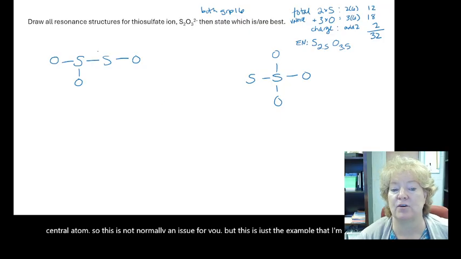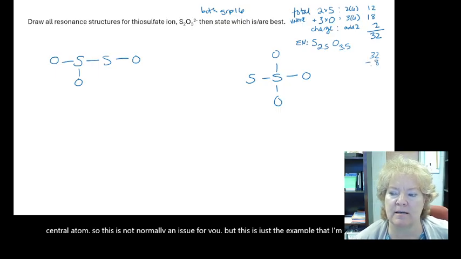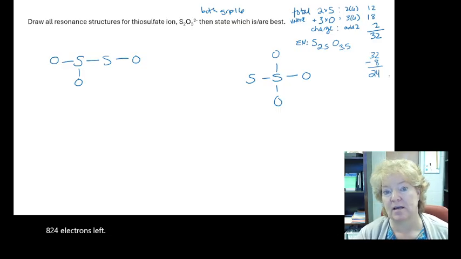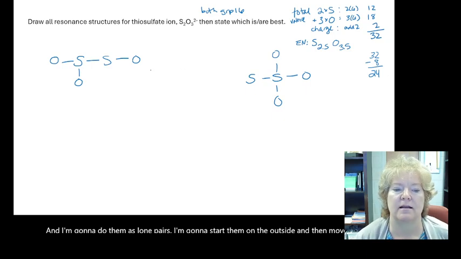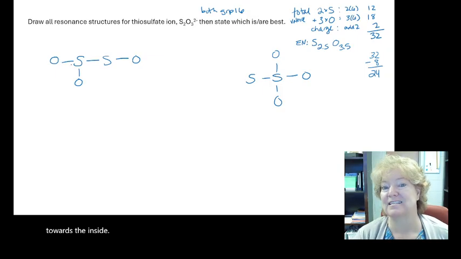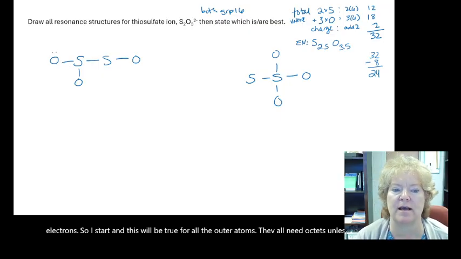So, all right, that took up 2, 4, 6, 8 electrons, or 2, 4, 6, 8 electrons. So of that, I now have 32 minus 8, 24 electrons left. And I'm going to do them as lone pairs. I'm going to start them on the outside and then move towards the inside. I know I need to get octets. Right now, oxygen currently has 2. It needs 6 more electrons. So I start, and this will be true for all the outer atoms. They all need octets, unless it's hydrogen. So I'm going to put 3 lone pairs on them until I run out.